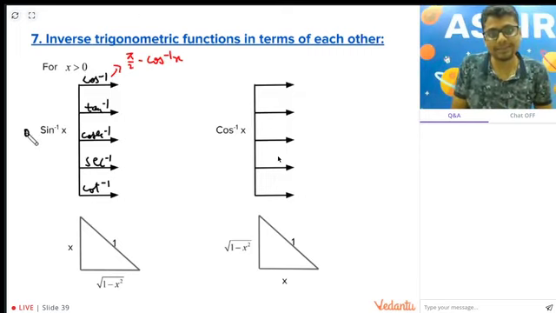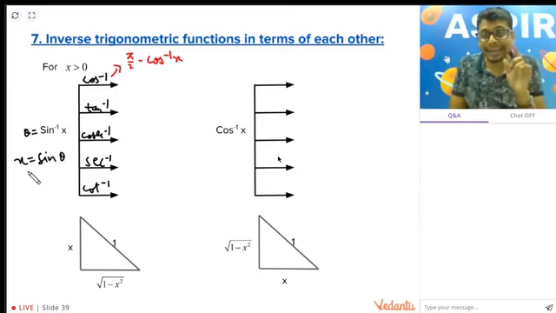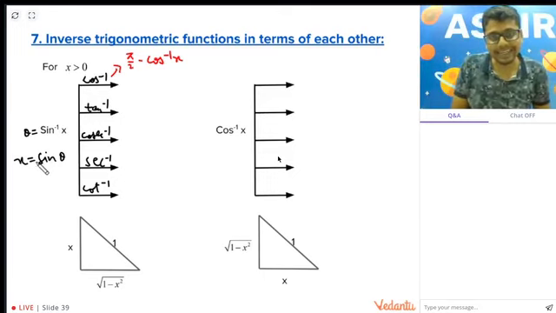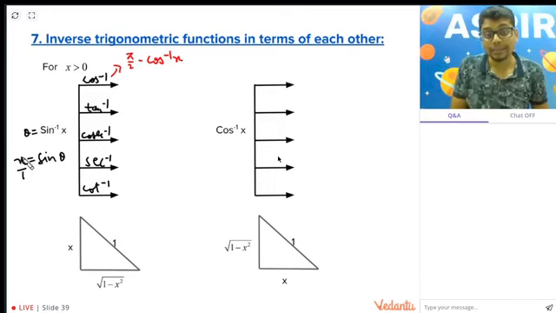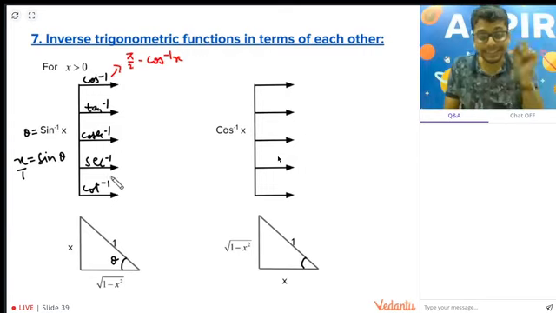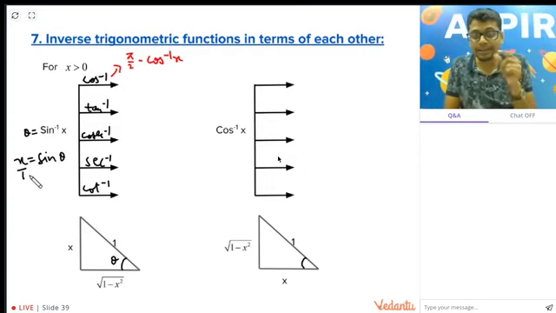This sine inverse x is some angle, right? So if theta is sine inverse x, x is sine theta. Since x is positive, I can see sine theta is equal to x by 1. And I can treat this x as perpendicular and 1 as hypotenuse. This is the theta, the angle that we are talking about. So x becomes my perpendicular, 1 is my hypotenuse. So what about base?